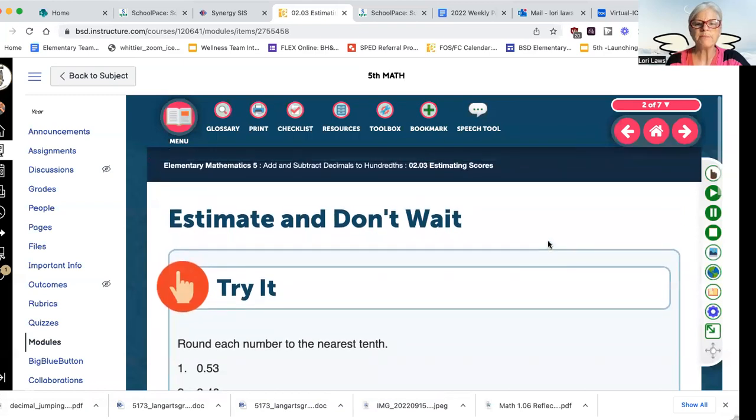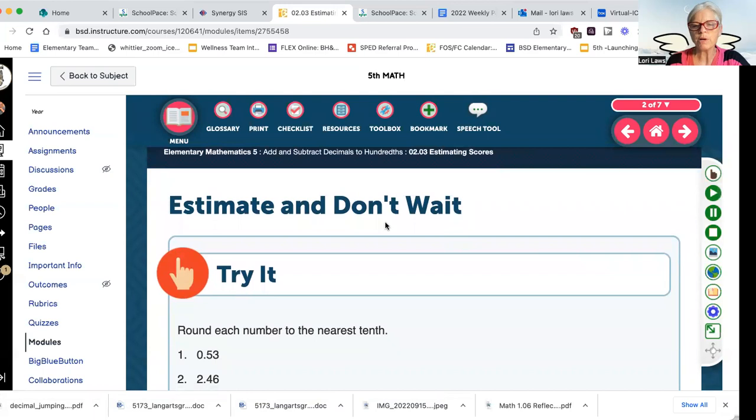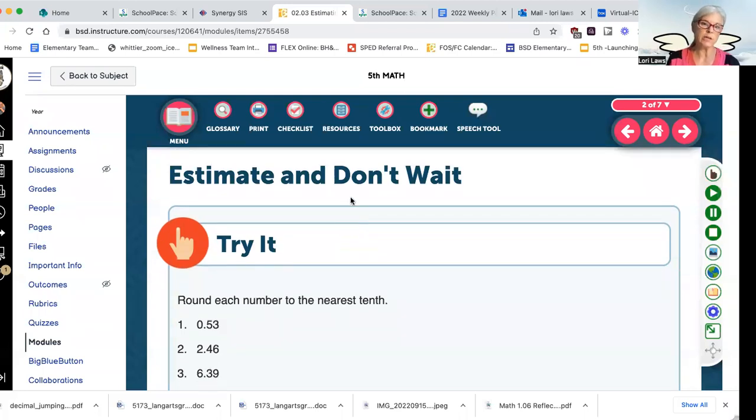So it says here, estimate and don't wait. Now, remember when we're estimating, the really important thing is what place value we're estimating to. And if you can't remember place values of like tenths and hundredths and you need a reminder, remember you can always go up here to your little resources box and click on it, and it will open up with all the resources in this unit. And here they are. And look, here's a place value chart.